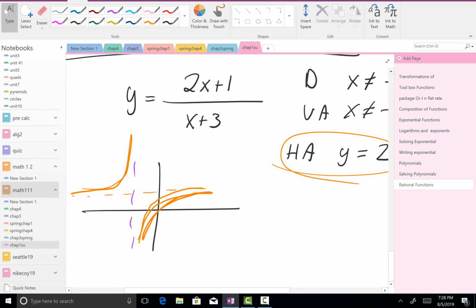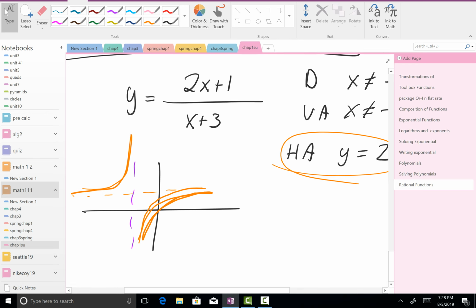Now, another thing to think about: if we took this top one and divided it by the bottom one, either using synthetic division or long division, x goes into x, that cancels, leaves us with 2. So there's an example where we have a horizontal asymptote at 2.